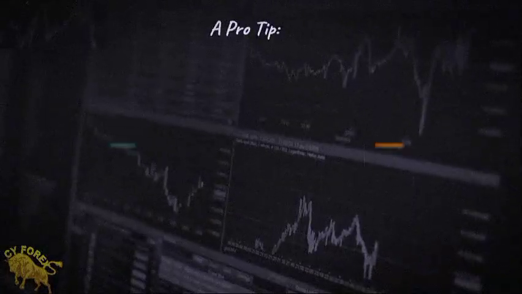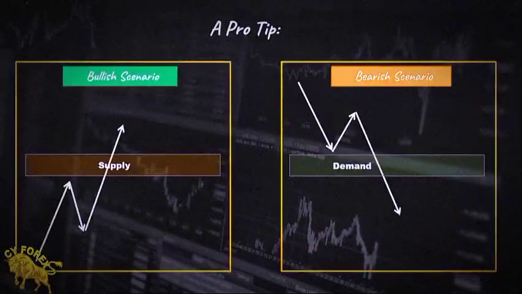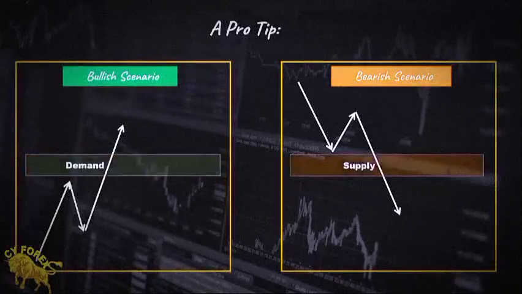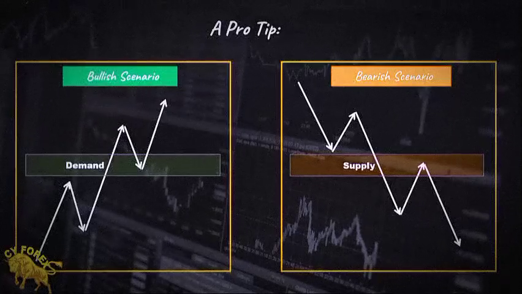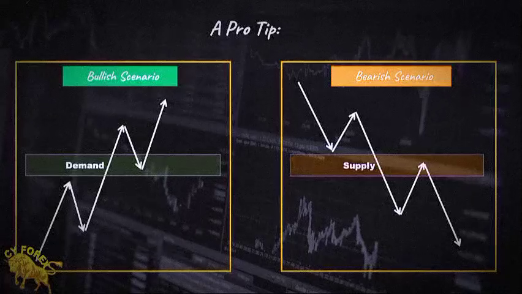But there is a pro tip to consider. Every time the price breaks through a key demand or supply zone without respecting it, that area switches its characteristic. A supply zone becomes a demand zone, and a demand zone becomes a supply zone. The same rules apply to order blocks.